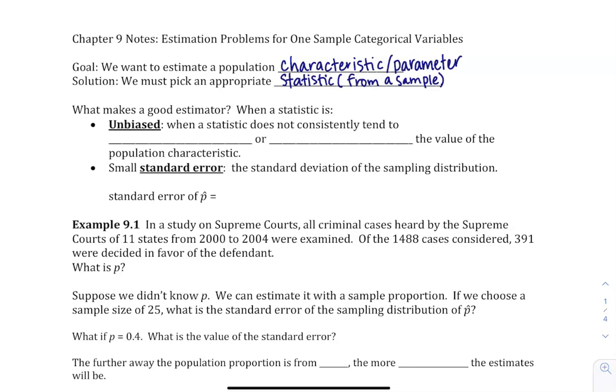So how do we know that something is a good estimator? Well, we call good estimators unbiased. A statistic is unbiased when it does not consistently tend to underestimate or overestimate the value of the population characteristic.